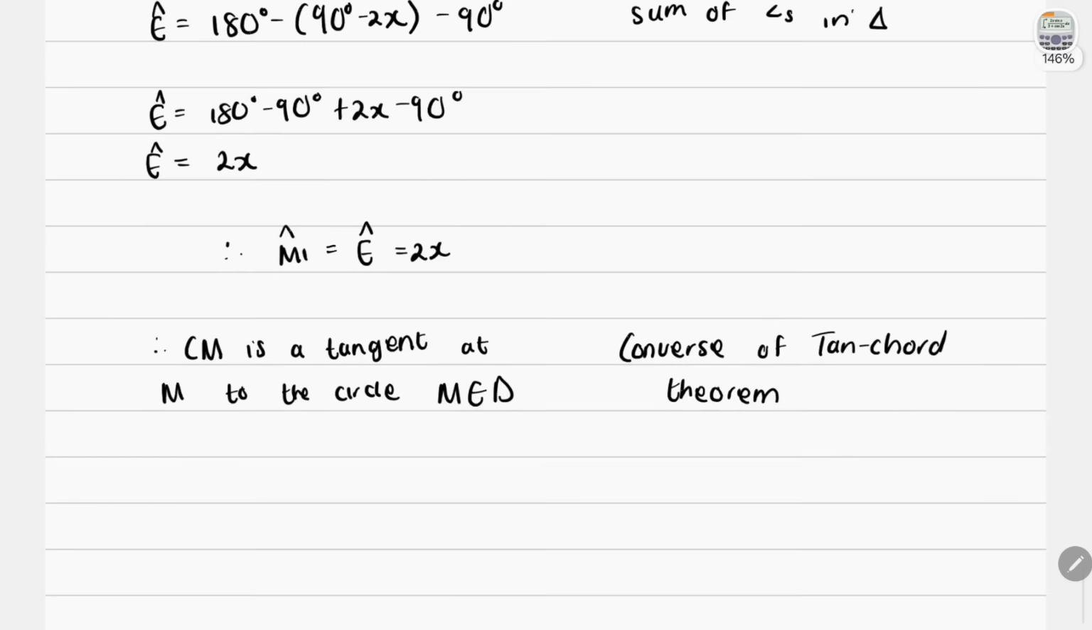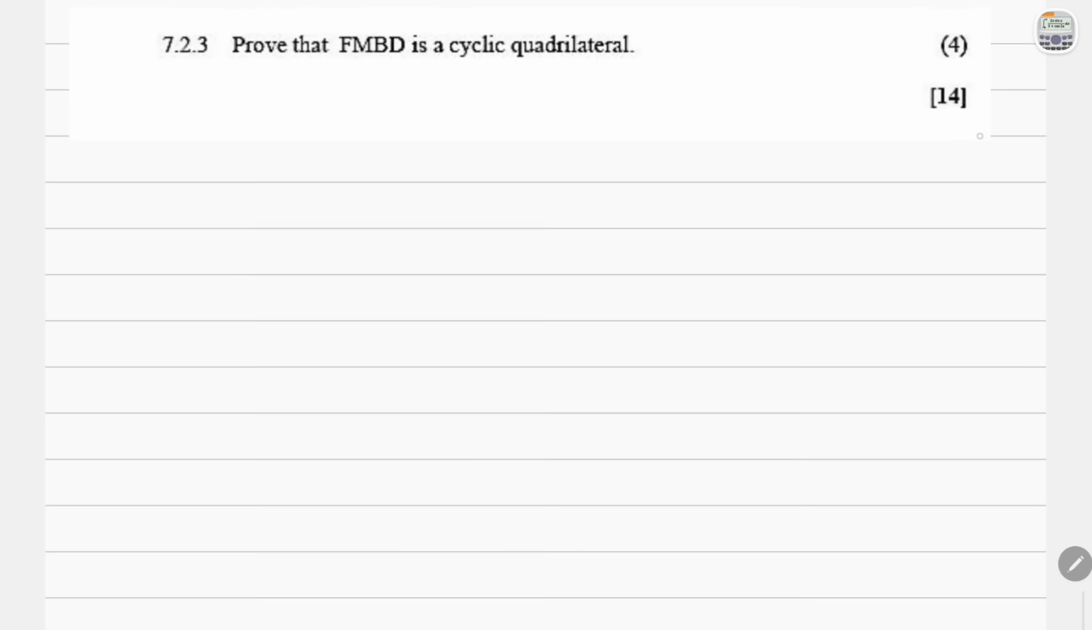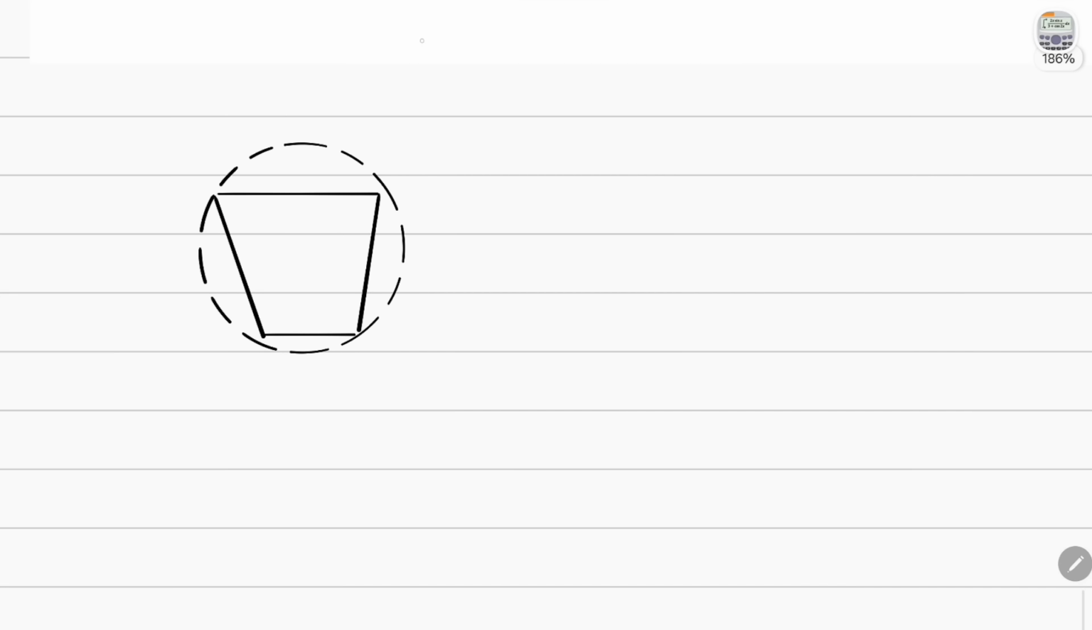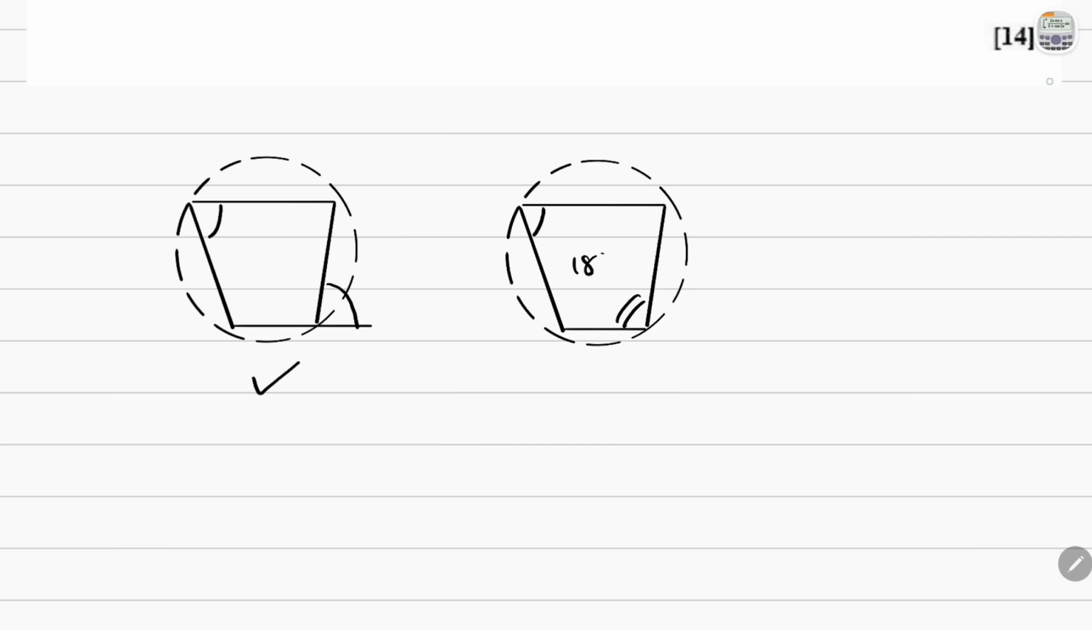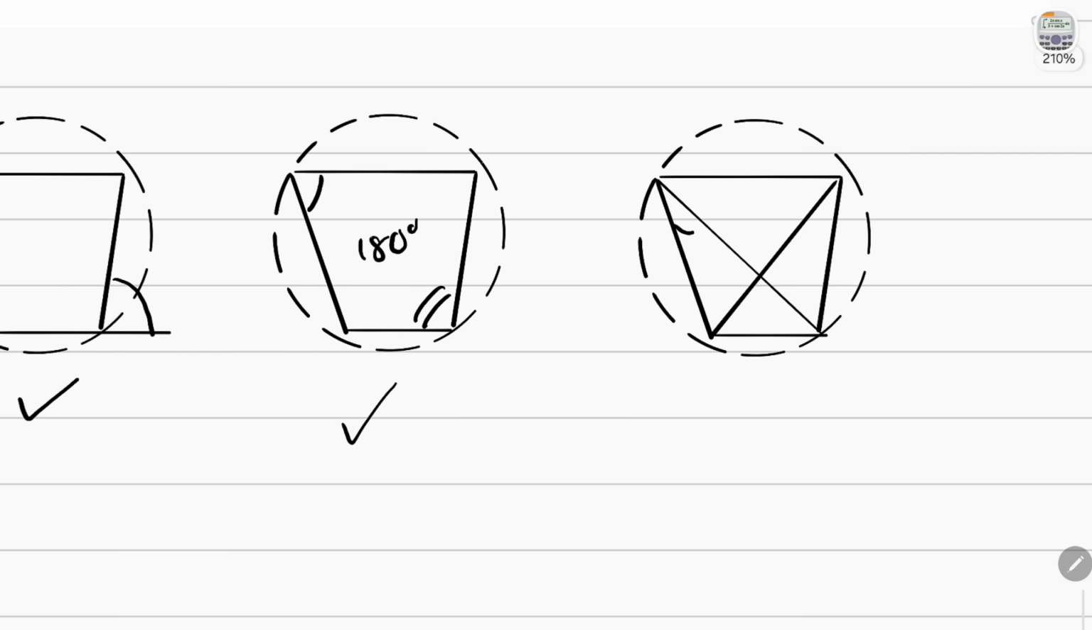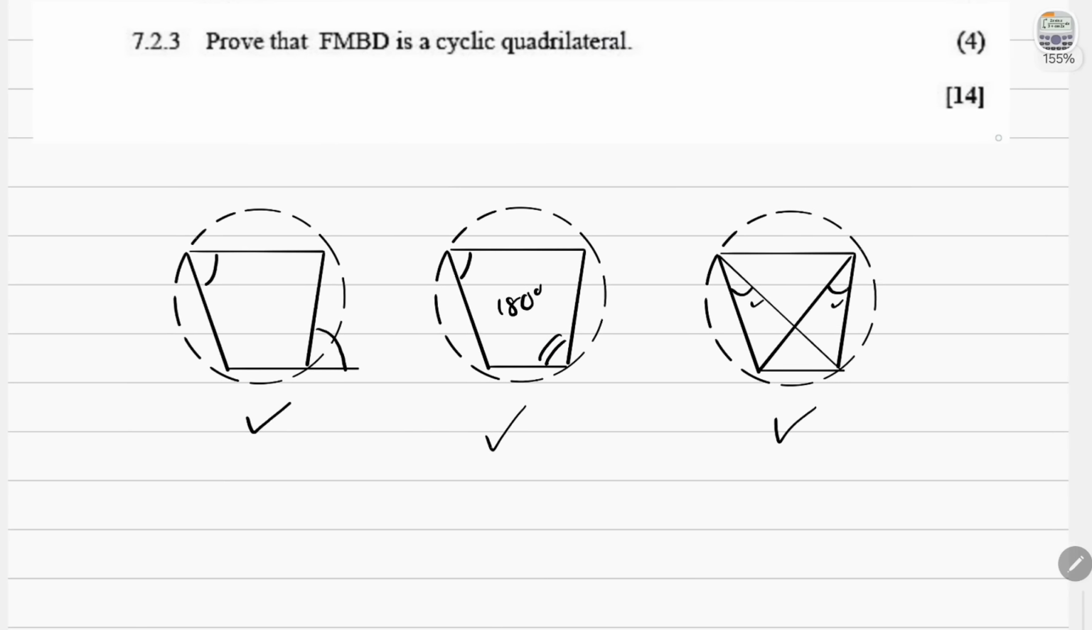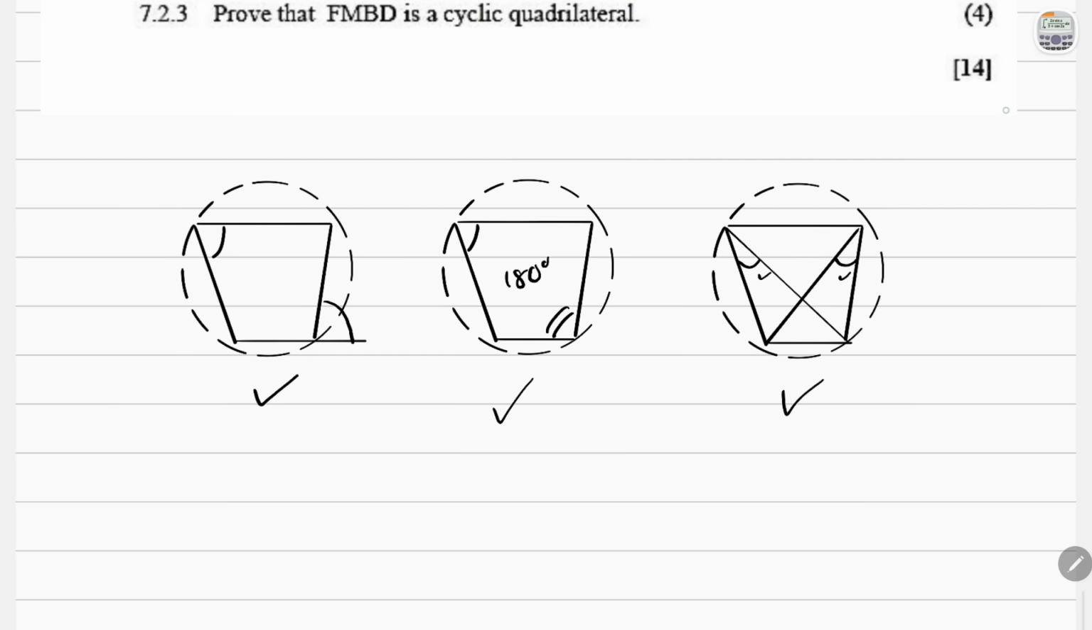Okay, this shape. So remember the ways that you can prove a shape is a cyclic quad. There are 3 theorems, so 3 ways we can do this. The first way is if we see that the exterior angle of this quad is equal to the opposite interior angle, then this is a cyclic quad. The second way is if the opposite angles of the quad add up to 180 degrees. The third way is if you notice that the angles in the same segment, so the angles at the circumference subtended by the same arc, are equal, then this is a cyclic quad.